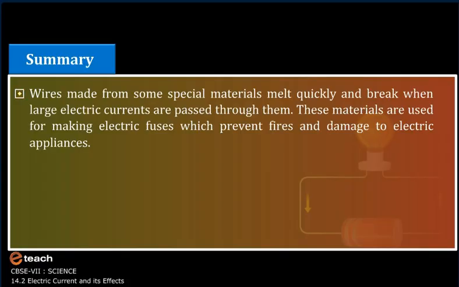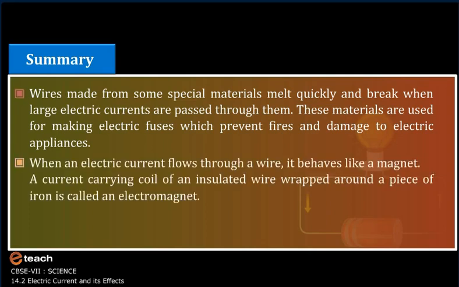Summary. Wires made from some special materials melt quickly and break when large electric currents are passed through them. These materials are used for making electric fuses which prevent fires and damage to electric appliances. When an electric current flows through a wire, it behaves like a magnet. A current-carrying coil of an insulated wire wrapped around a piece of iron is called an electromagnet. That is all in this lesson.